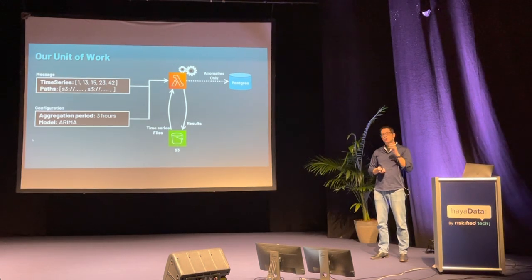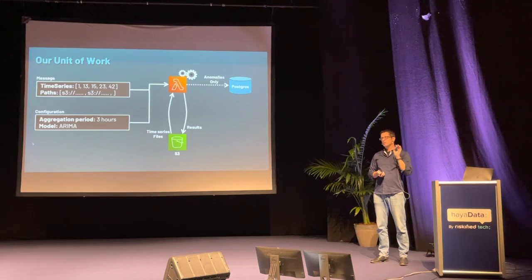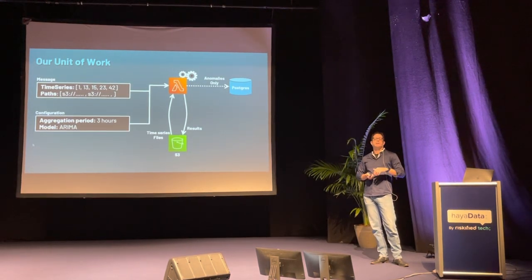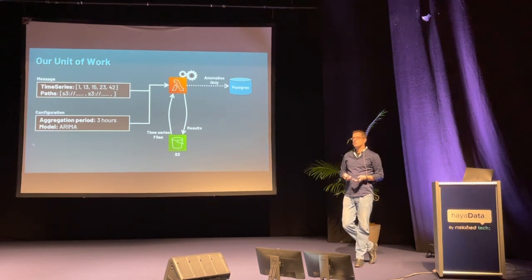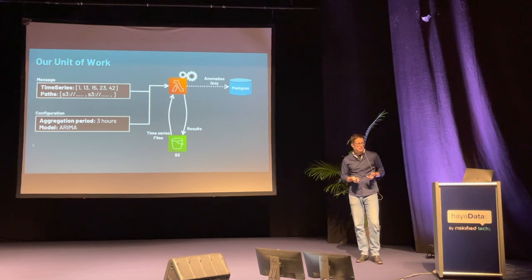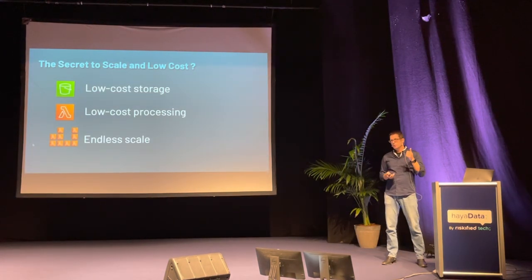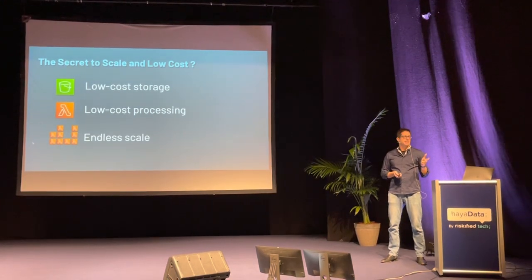So we still use Postgres, but now it's an order of magnitude less data. It's just a small amount of data, so that is no longer a bottleneck. And this is great because we can calculate metrics and send the alerts from there and do analysis on it. So what did we get? We got low-cost storage, S3, we got low-cost processing, and we got endless scale.